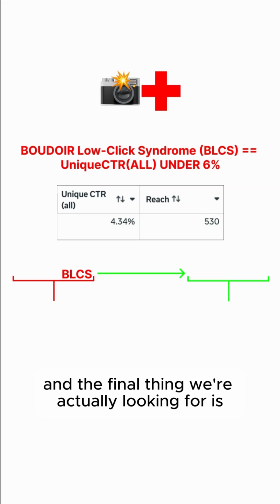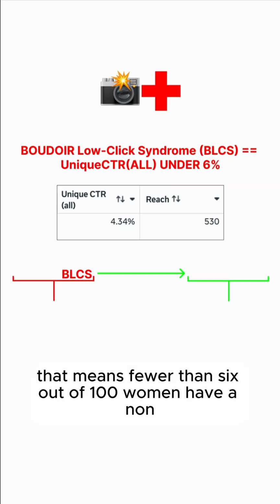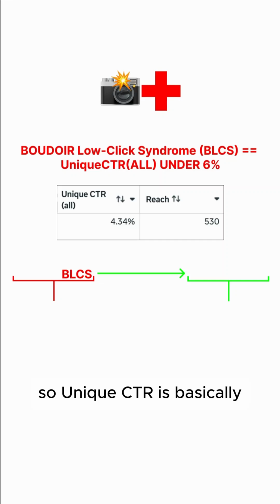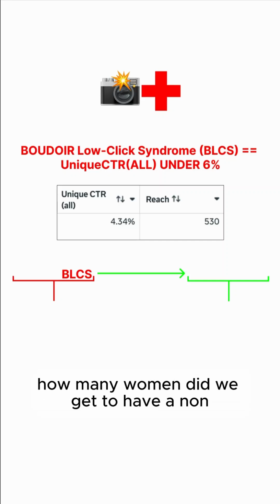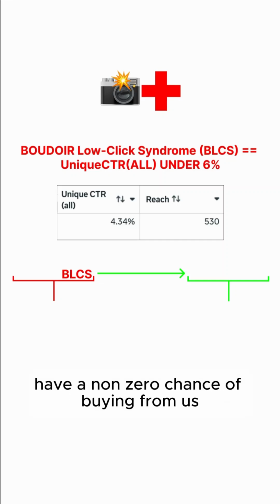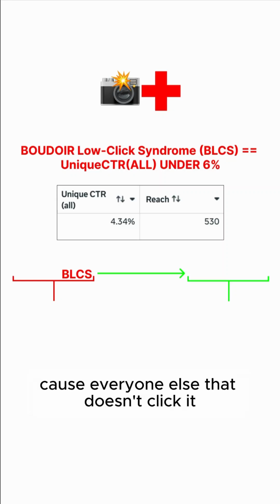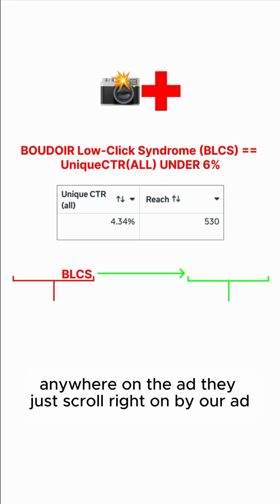And the final thing we're looking for is that fewer than 6 out of 100 women have a non-zero chance of buying from us. So unique CTR all is basically how many women out of 100 did we get to have a non-zero chance of buying from us. That's literally what it is, because everyone else who doesn't click anywhere on the ad just scrolls right on by. Our ad did not enter their brain.